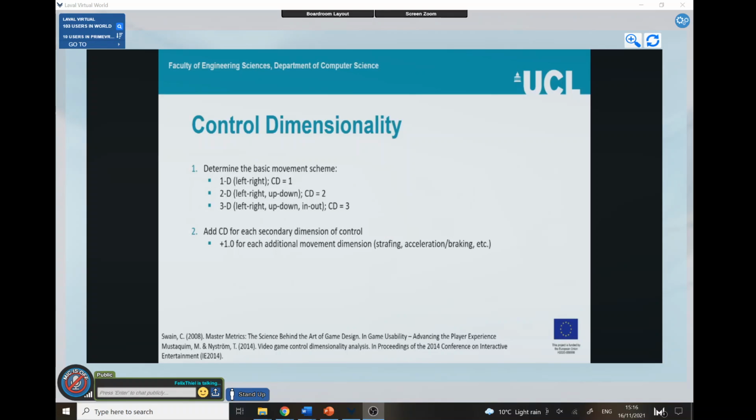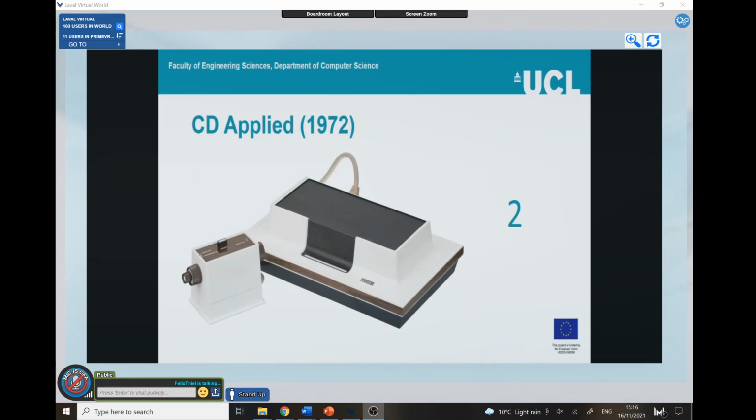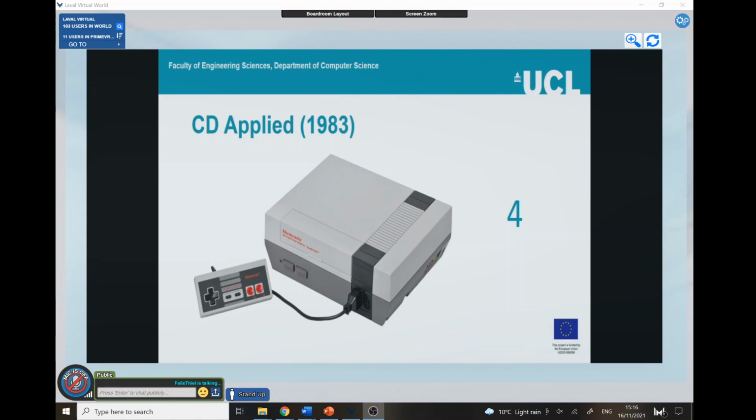On the second step, you add a CD for each secondary dimension of control. A full one for each additional movement dimension, such as strafing, acceleration or braking, or rewinding, fast forward if you have a time axis. And half a point for each embedded action, such as jump, attack, rotate, and that's usually just a button. If we take this metric and go through time, at the beginning it's very easy. The original Magnavox Odyssey had just two knobs, so our CD is just two. And with the Nintendo Entertainment System, with its bi-directional D-pad and 4 buttons, we arrive at a CD of 4.